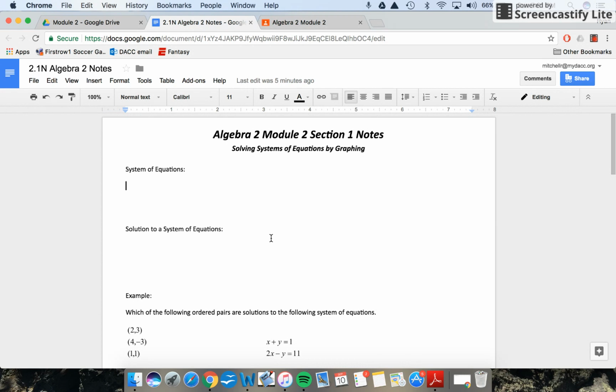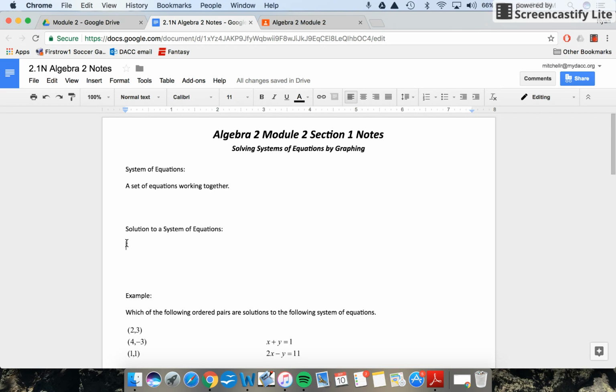So first off, just to define what a system of equations is, if you aren't familiar with this, a system of equations is a set of equations working together. In this section, we're going to be talking about two linear equations. But a system in general is a set of equations working together.